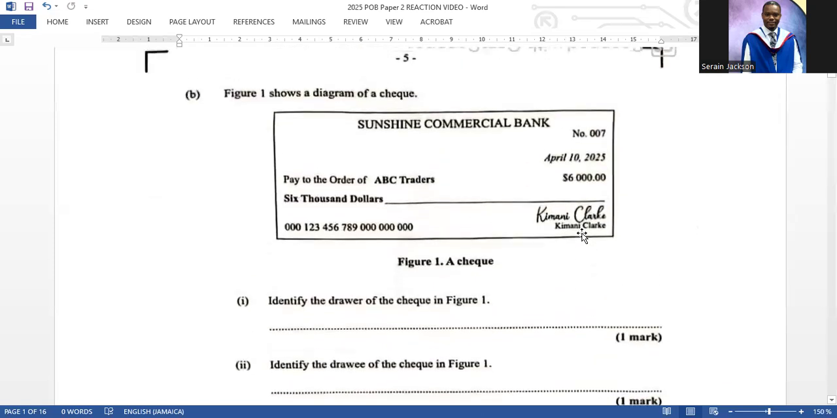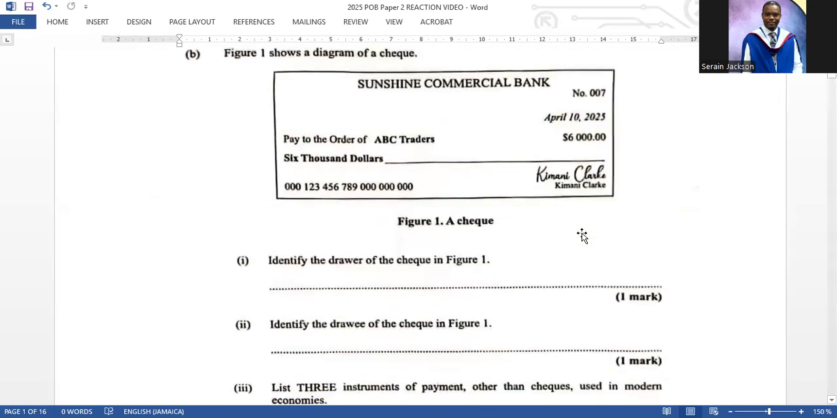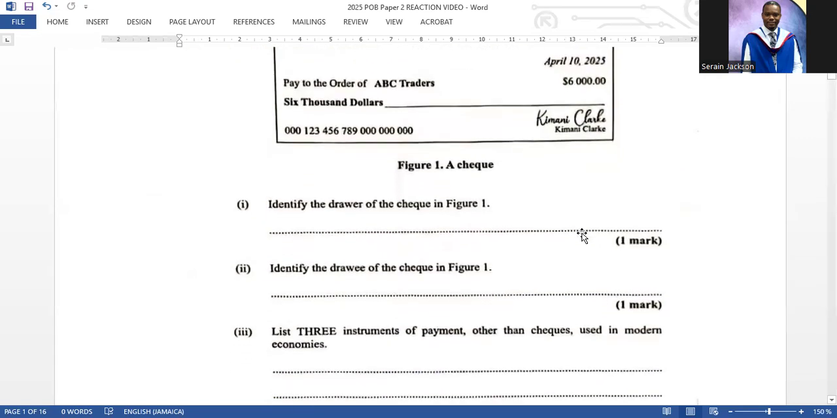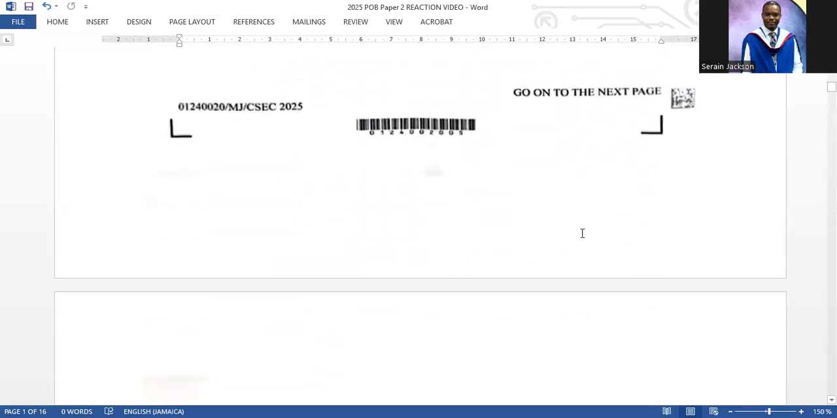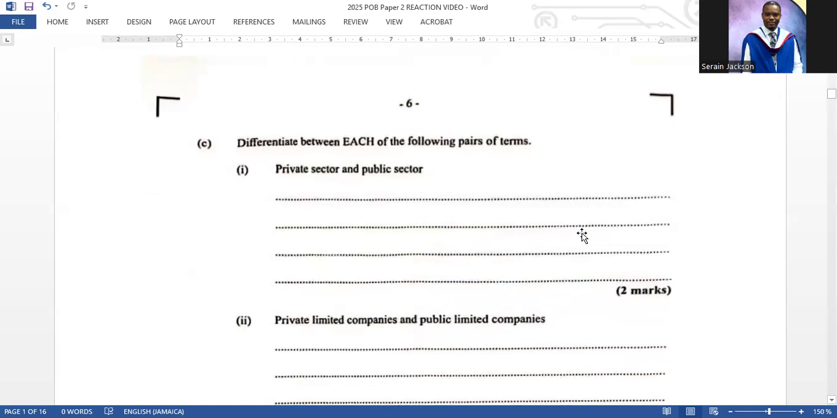Then you are given a check here. You are to identify the drawer of the check and the drawee of the check. The drawer of the check would be the person writing the check. The drawee would be the person receiving the check. List three instruments of payment. All of this is Unit 1.